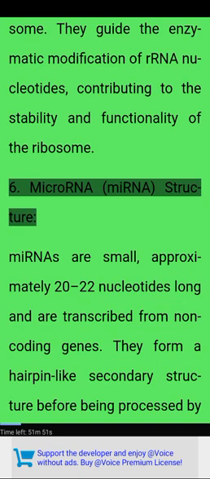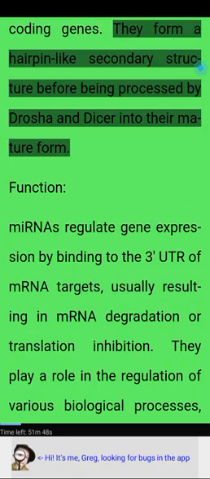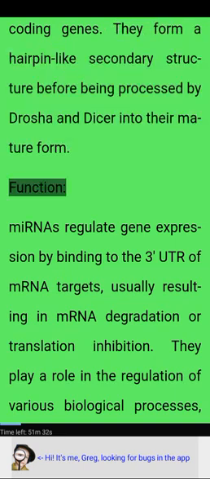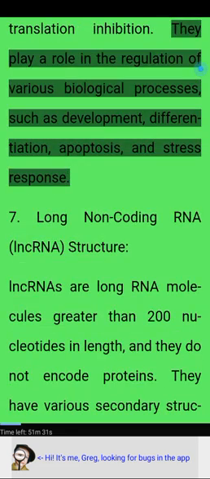6. MicroRNA structure. miRNAs are small, approximately 20 to 22 nucleotides long, and are transcribed from non-coding genes. They form a hairpin-like secondary structure before being processed by Drosha and Dicer into their mature form. Function. miRNAs regulate gene expression by binding to the 3' UTR of mRNA targets, usually resulting in mRNA degradation or translation inhibition. They play a role in the regulation of various biological processes, such as development, differentiation, apoptosis, and stress response.